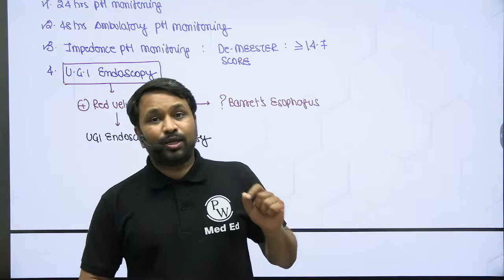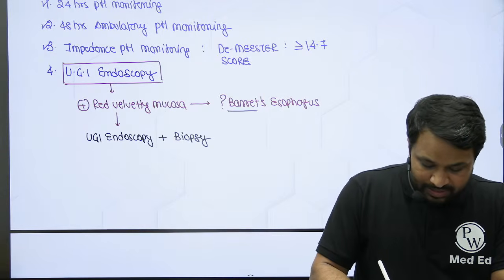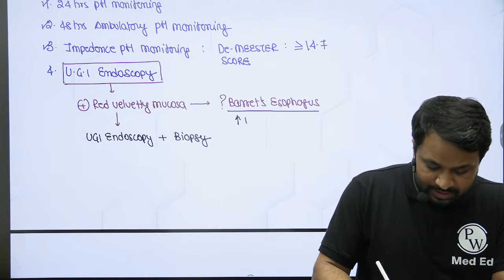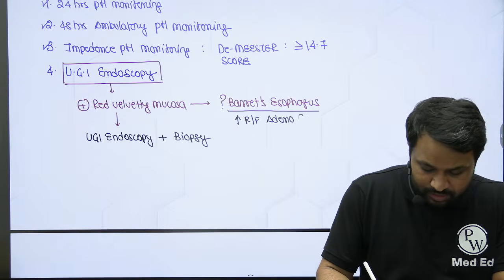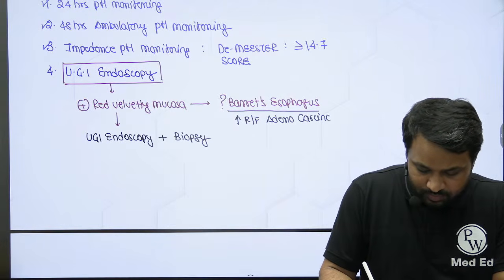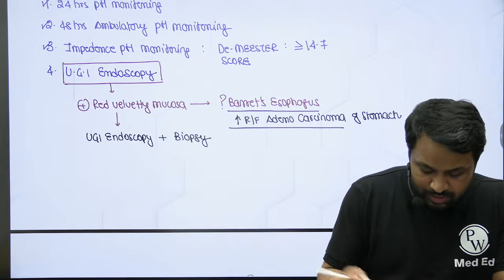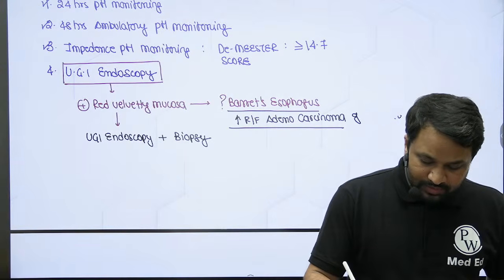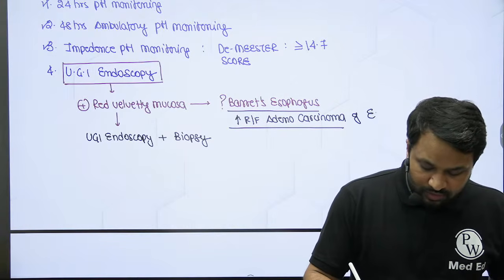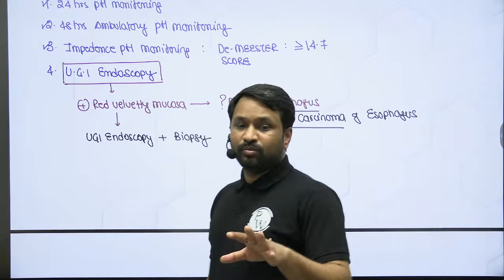The reason why you want to do biopsy is, remember, Barrett's esophagus increases the risk for adenocarcinoma of the esophagus, not the stomach. Now, to rule out the malignancy, you should always perform biopsy.